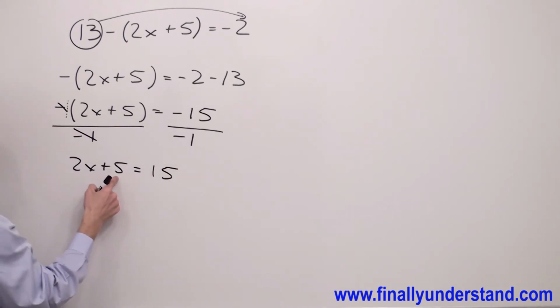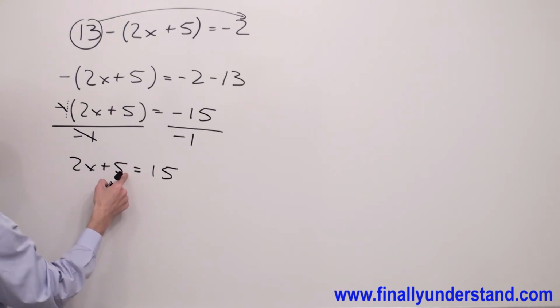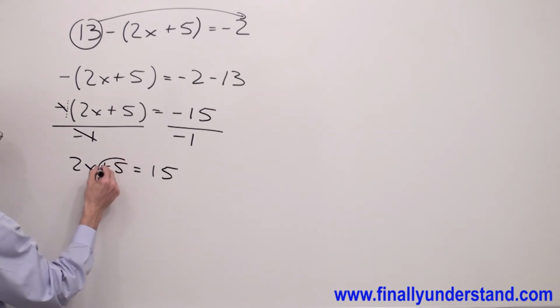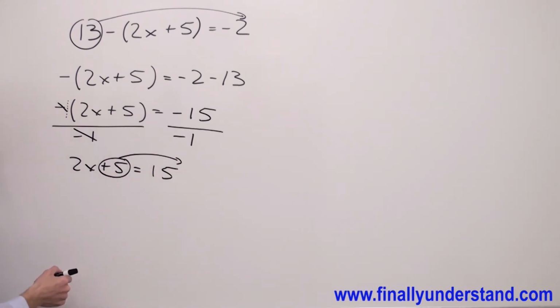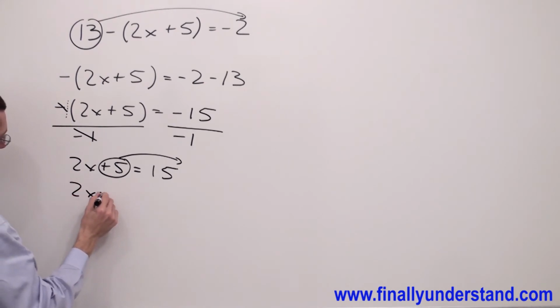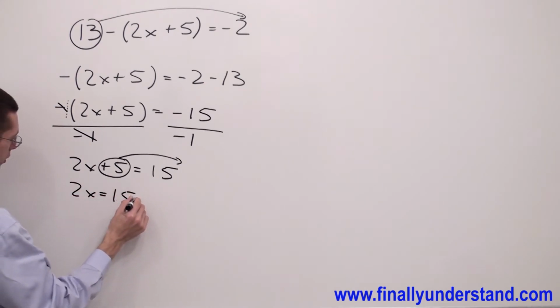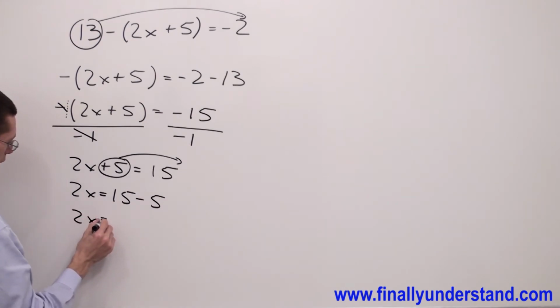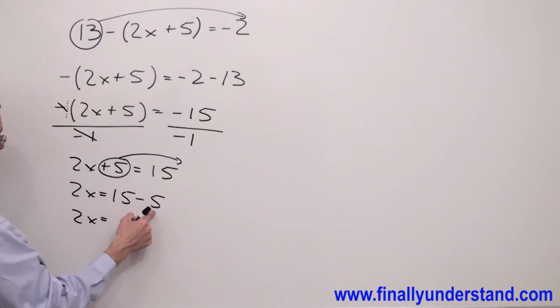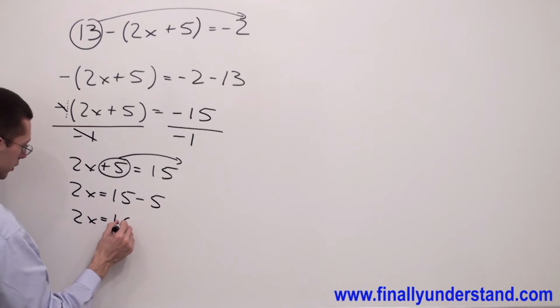2x plus 5. 5 doesn't have x next to itself. That's why I'm going to move 5 to the right side of my equal sign. That's why I'm going to have 2x equals 15 minus 5. 2x equals 15 minus 5, which is equal to 10.